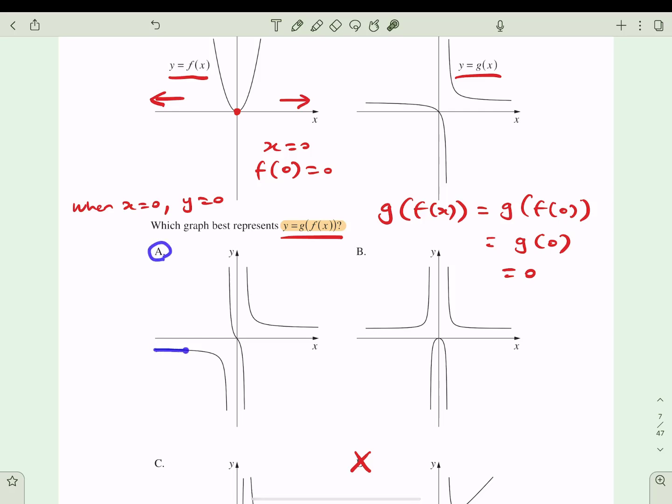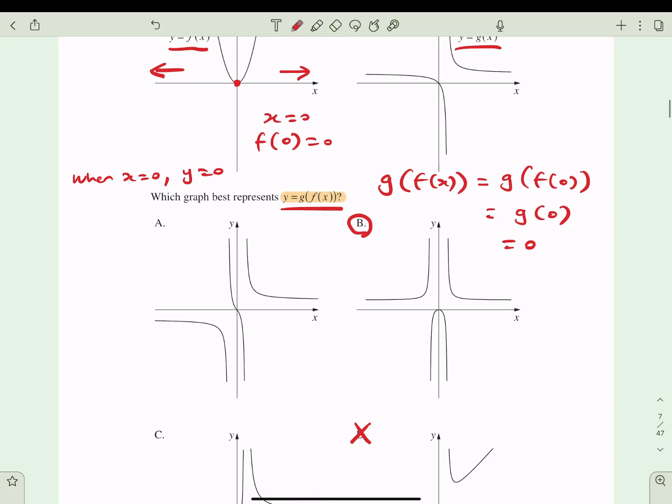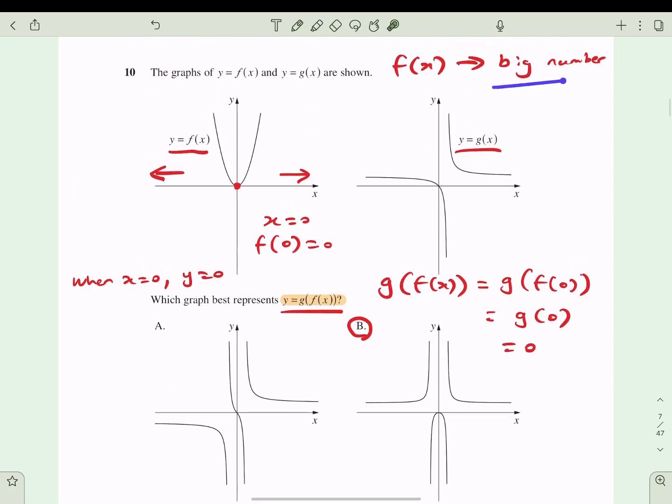So option A, the left side is different, okay, because it's on the negative. No. Option B, the left side does look similar to my right side. So therefore, option B is actually my answer. Okay, because, as I said before, even when x approaches a very negative number, my f(x) continues to become a big number, so it would look similar to this.